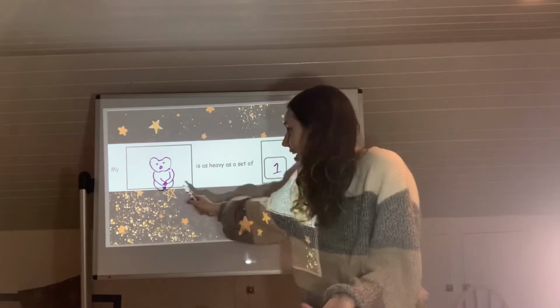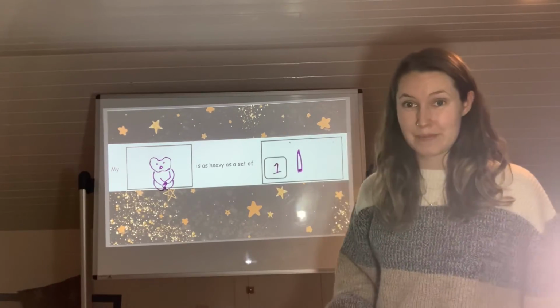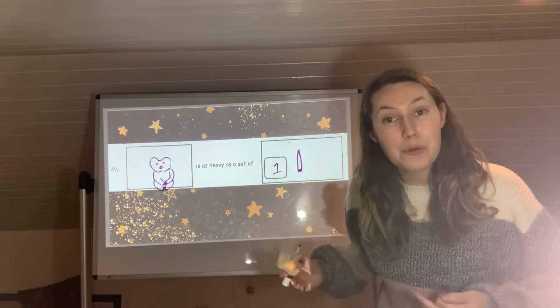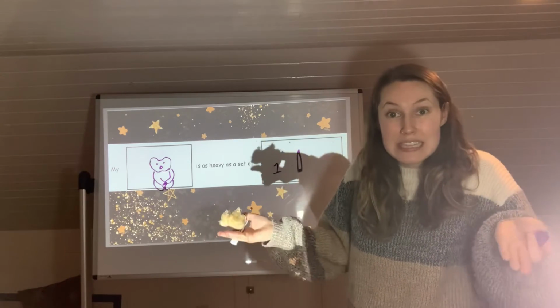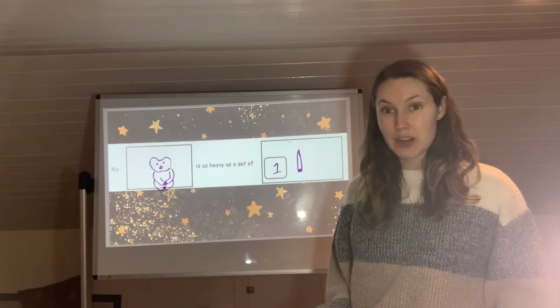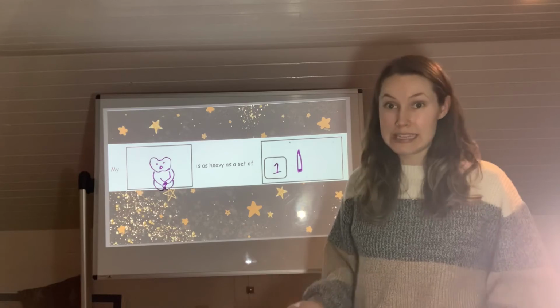Now, are these things the same? No, my koala toy and a pencil are not the same. But they are equal on our scale because they weigh the same amount. Based on our scale, we saw that it was equal. They weighed the same amount. So just like we were talking about yesterday, things don't have to look exactly the same to be equal.